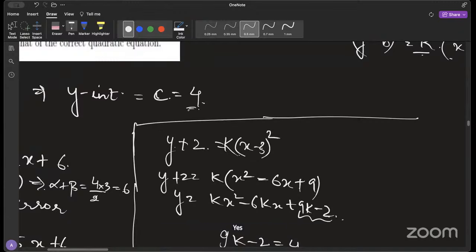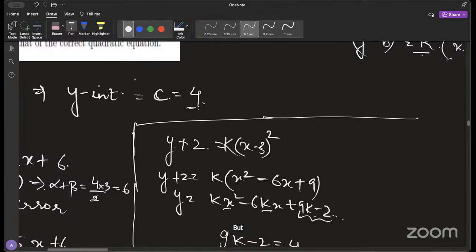Your y-intercept is given to be 4, right? How do you find the y-intercept? You put x equals to 0 and find the value of y. So in this equation, if you put x equals to 0, this term becomes 0, this term becomes 0, you're left with 9k minus 2, right? Yes. So y-intercept is 9k minus 2.